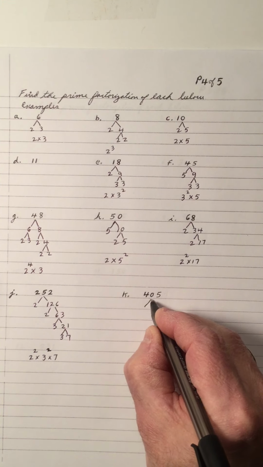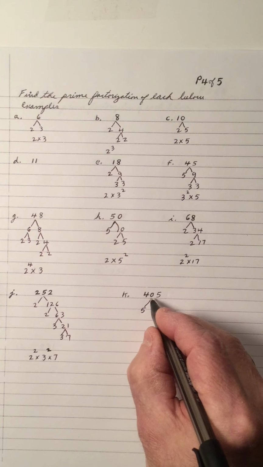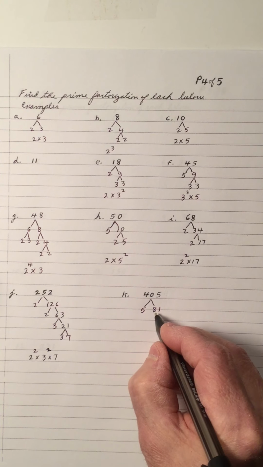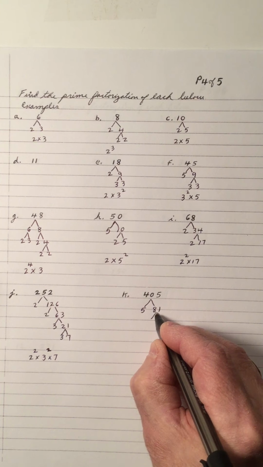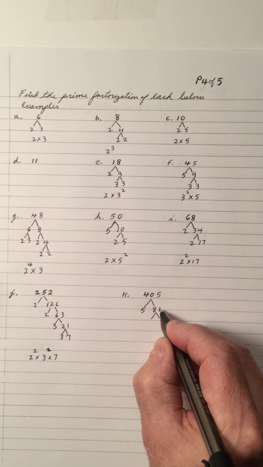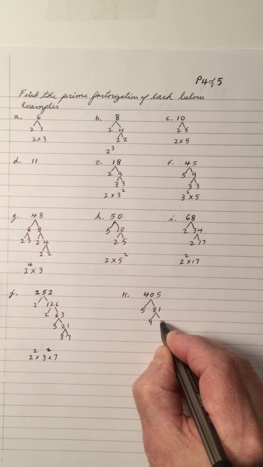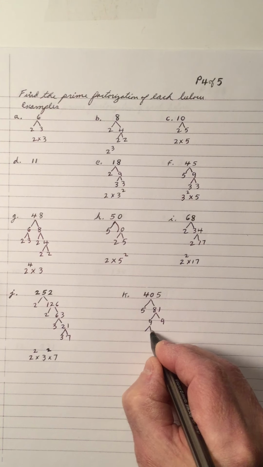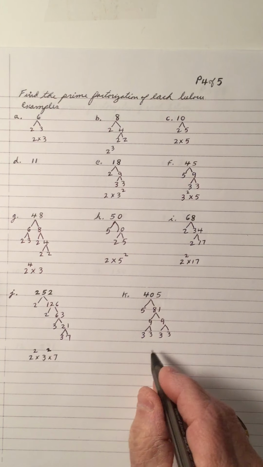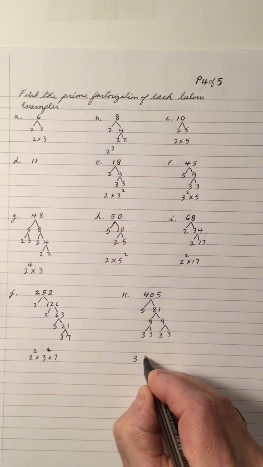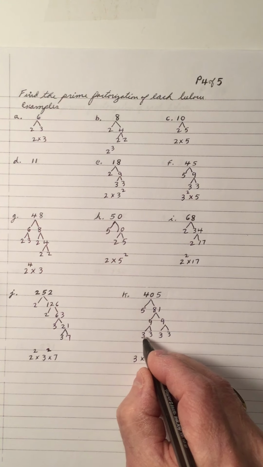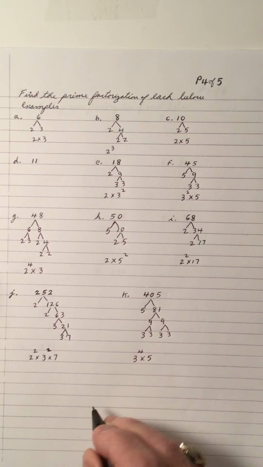405 is broken down. I see a 5, so I write down 5 times what? Well, 5 into 405 is 81. 81, you could right away. Most people see 81 as adding up the digits, which adds up to 9, so it's divisible by 9. So 81 is 9 times 9. And the 9 breaks down into 3 times 3. And that 9 is 3 times 3. So we have 3's and 5 as factors. How many 3's? 1, 2, 3, 4. Four 3's, one 5.